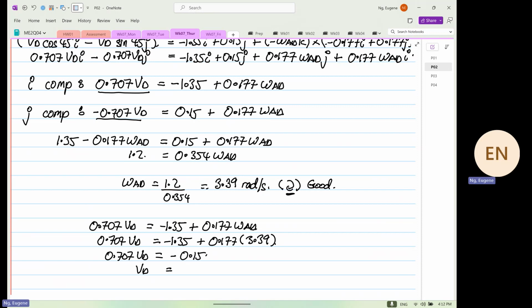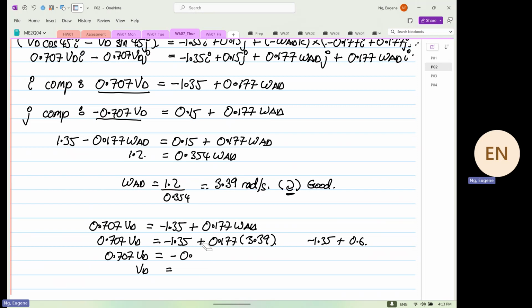Minus 1.35, 0.177 times 3.39. Minus 1.35 plus this is equal to 0.177 times 3.39, which is equal to 0.6. So minus 1.35 plus 0.6 is equal to minus 0.75.